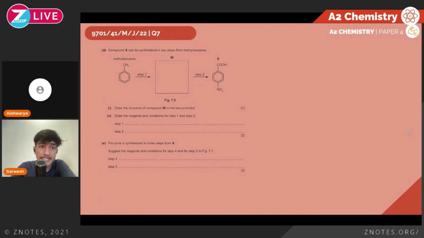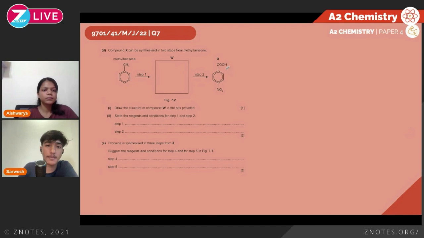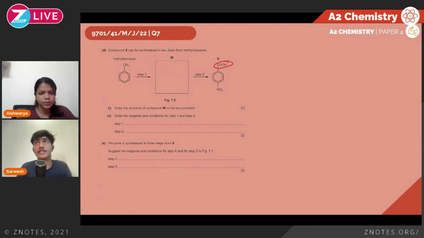Compound X can be synthesized in two steps from methyl benzene. So compound X, two steps, okay. Draw the structure of compound W in the box provided. So let's see, we need a COOH over here. So how can we form a COOH? It can be formed by the side chain oxidation. And you also need a nitro group. So for the nitro group, you can use the nitrating mixture.